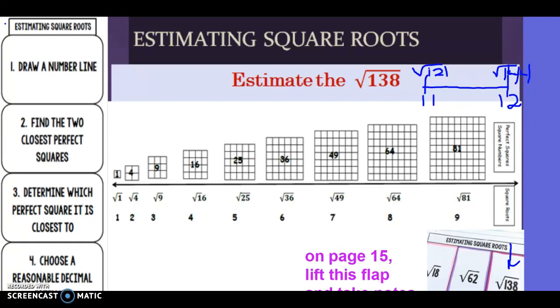Now, which is it closest to? Is 138 closer to 121 or 144? Well, it's only 6 spaces away from 144. If I take 144 minus 138, that's 6. And if I take 138 minus 121, that actually gives me 17. So it's definitely closer to this right here. A reasonable estimation would be about 11.7. Now you can get started on your homework.